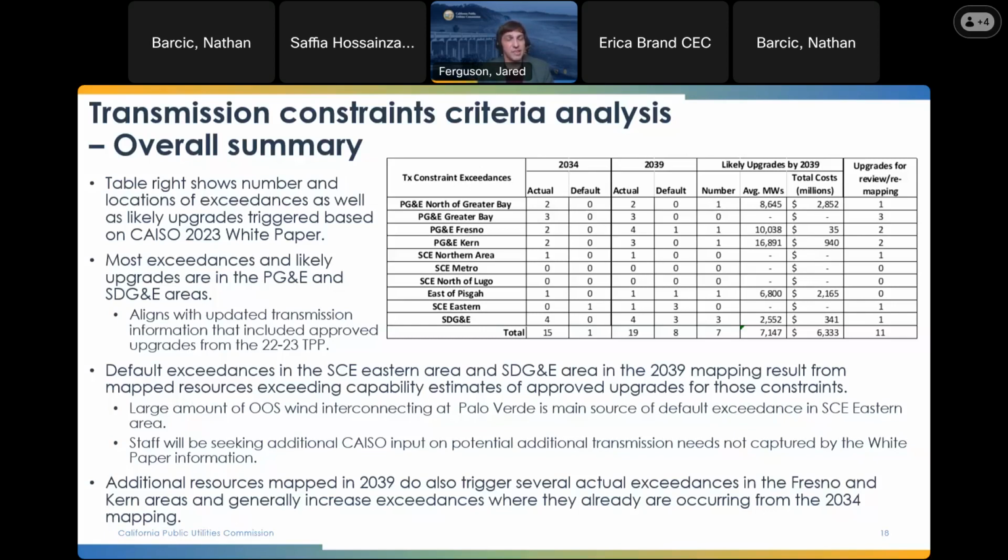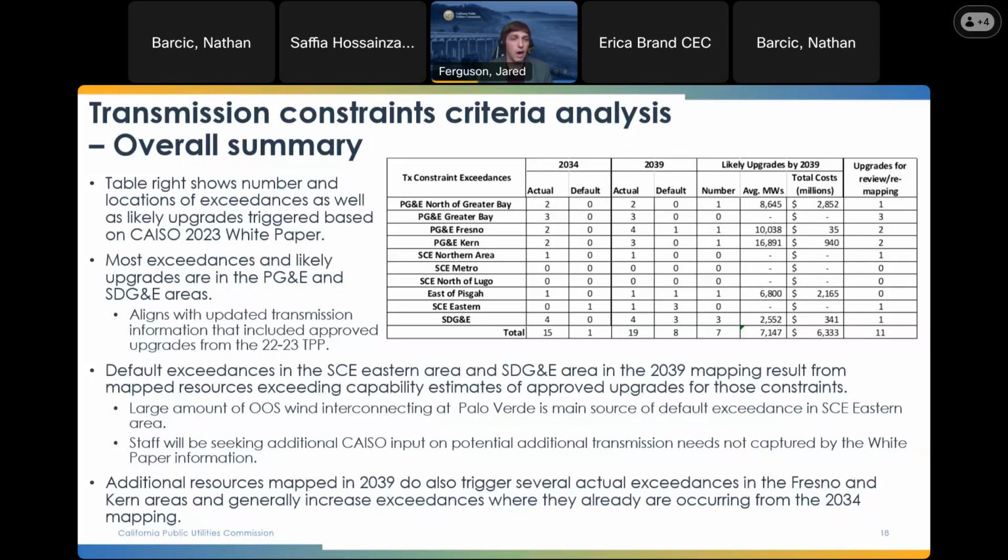In some cases, though, those exceedances are small. Like we have 1,000 megawatts mapped to that area, and it's triggering only like a 10 megawatt exceedance. So we want to assess if that is likely to trigger transmission or not.